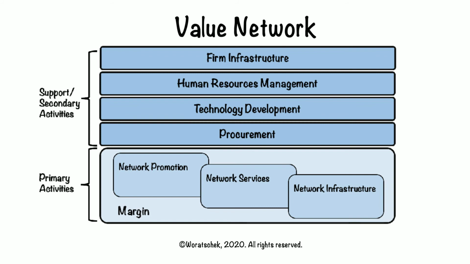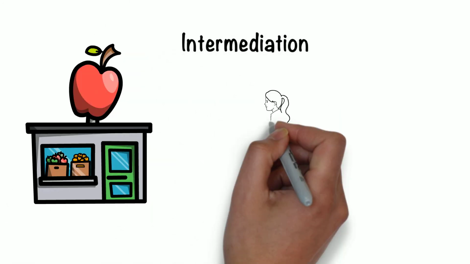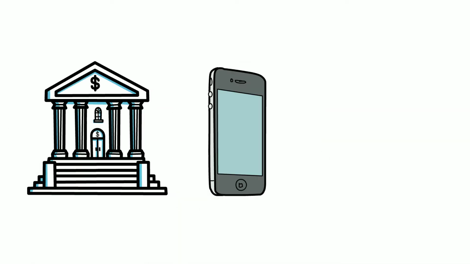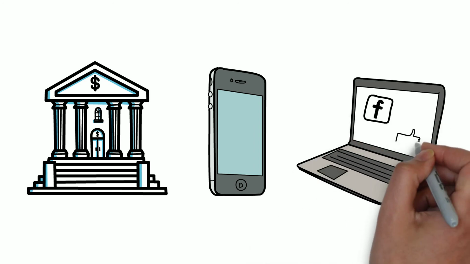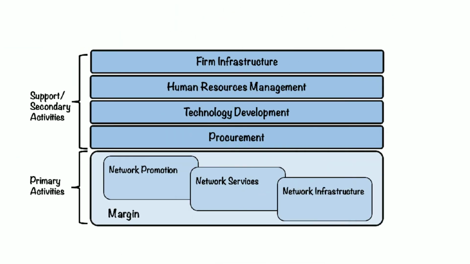The primary activities of the value network, therefore, result from the company's intermediation function, which consists of enabling relationships and interactions between the intermediary and the customers and between the customers themselves. Banks, telephone companies, or a wide variety of online platforms such as eBay or Facebook are listed as examples of companies that follow the logic of the value network.